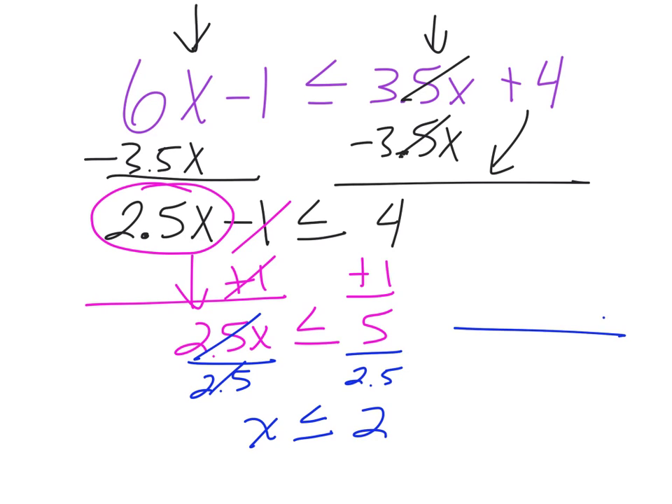Now, I'm going to go ahead and graph it. It's solid because this is equal to, so it's a solid dot. I'm going to put the number 2. I want all the numbers that are less than, so that's going to be to the left.